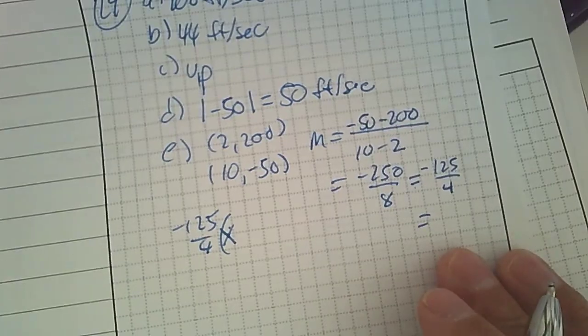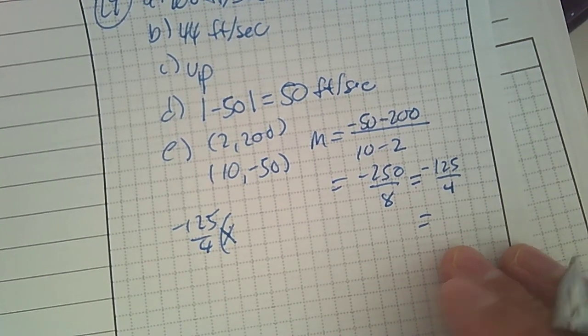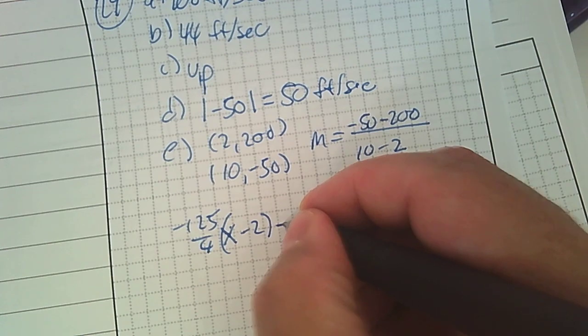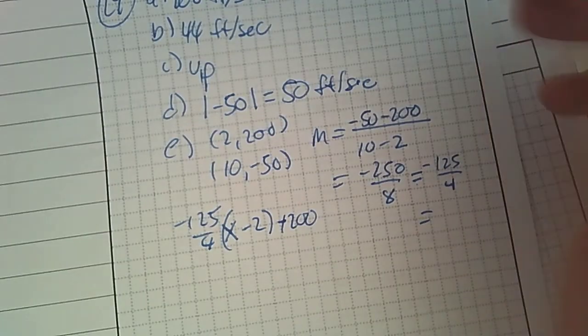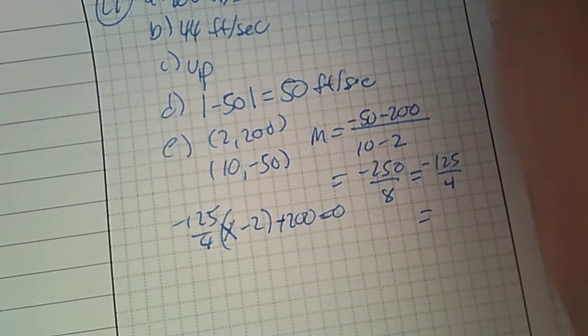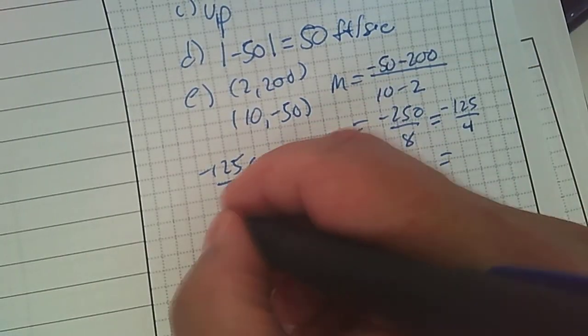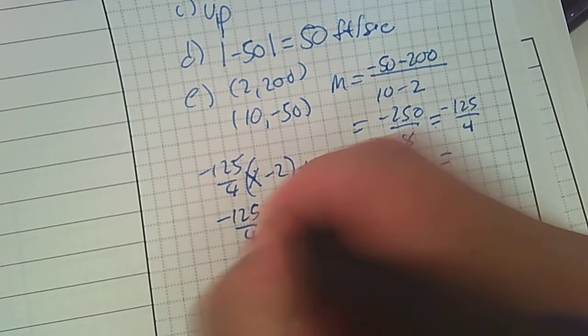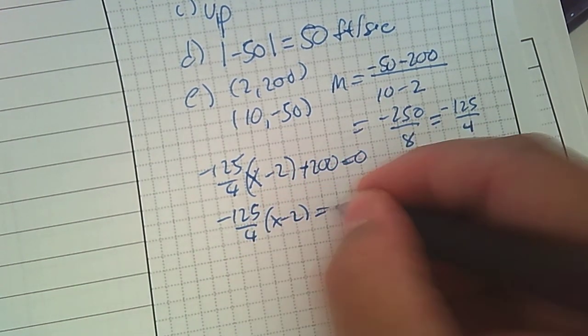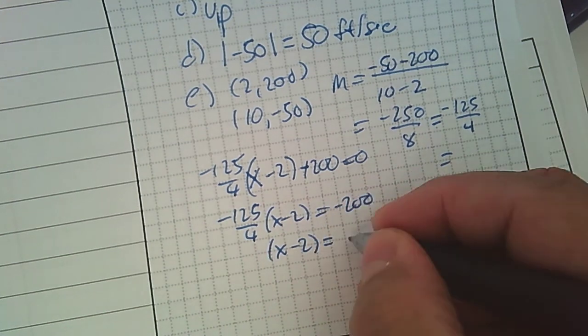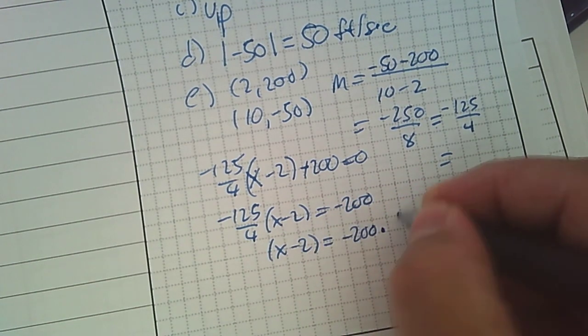Take a point that you think is easier. So I'm just going to take 2 and 200. And then you make it equal to 0 and solve for x to get the approximate answer. So I got -125 over 4, x minus 2, subtract 200. To get x minus 2 by itself, you multiply times the reciprocal.